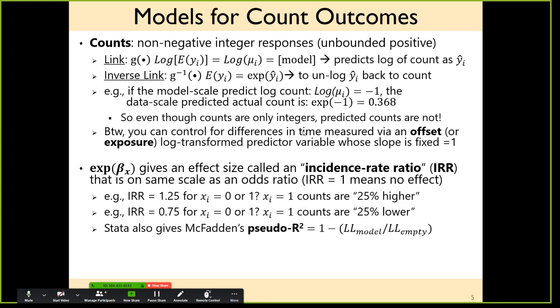In terms of effect size, you already know how to do this. E to the slope, it has a new name. It's not an odds ratio. It's an incident rate ratio. But it's interpreted the exact same way.